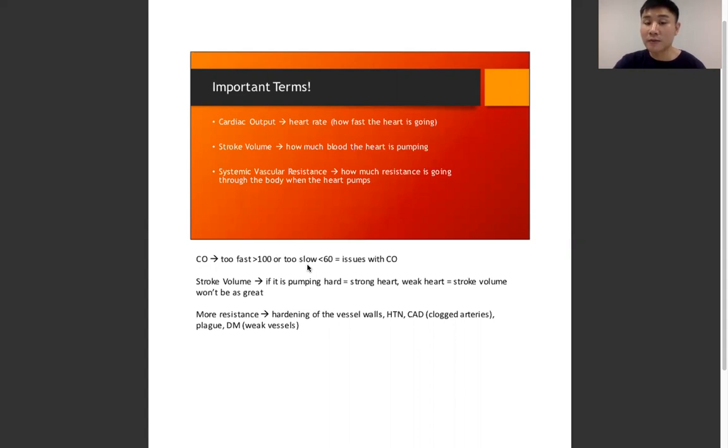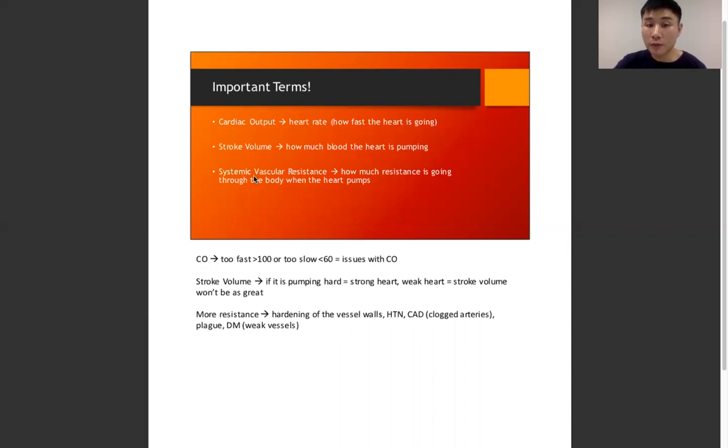And also, when the heart rate is too slow, which is less than 60, it also affects the cardiac output, because within 1 minute, the heart doesn't pump fast enough to produce the same amount of volume that it's supposed to. So a fast heart rate, which is more than 100, and a low heart rate, which is less than 60, both reduce the cardiac output.